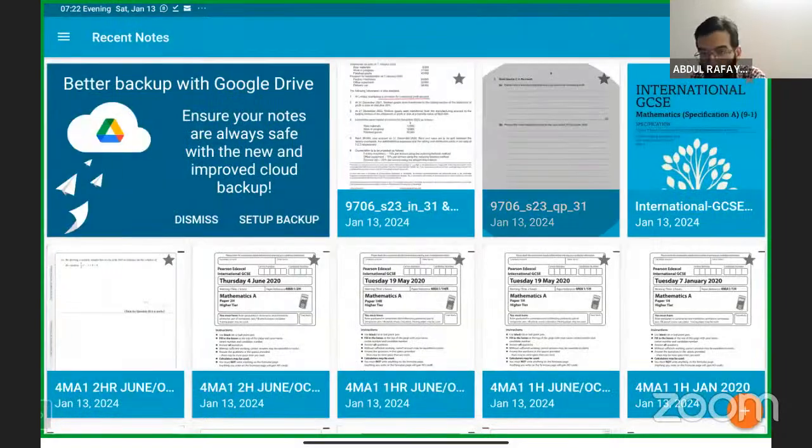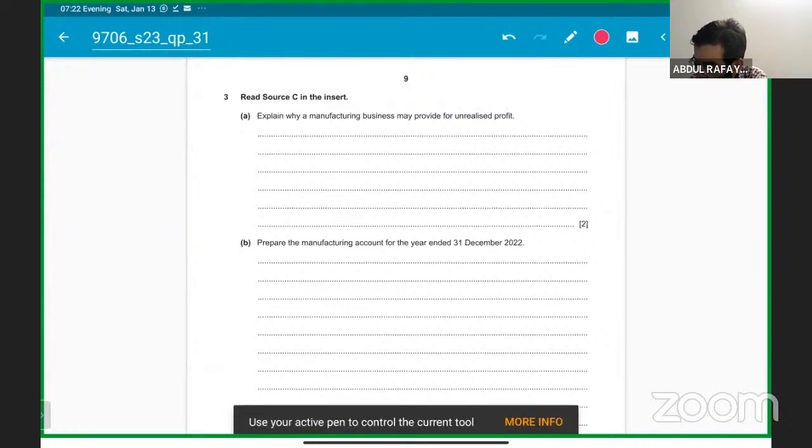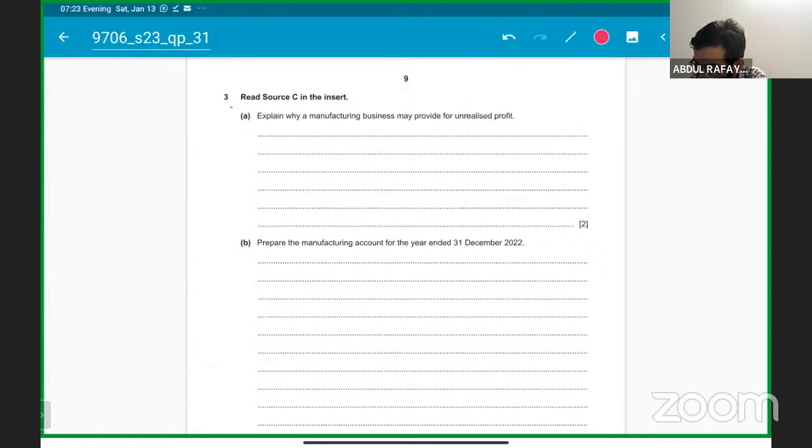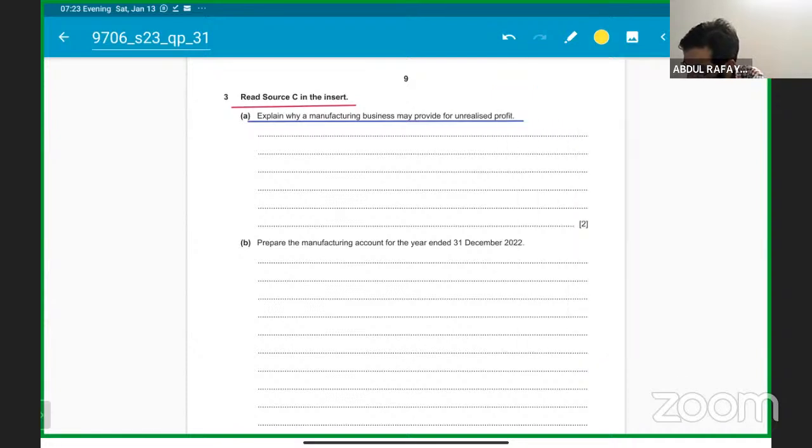So what does the question say? First thing is basically we have to read the source C in the insert, and then explain why a manufacturing business provides for unrealized profit, for 2 marks. You have been given a lot of lines, but for 2 marks we have to write down why a manufacturing business provides for unrealized profit. So let me know, why does it do that?